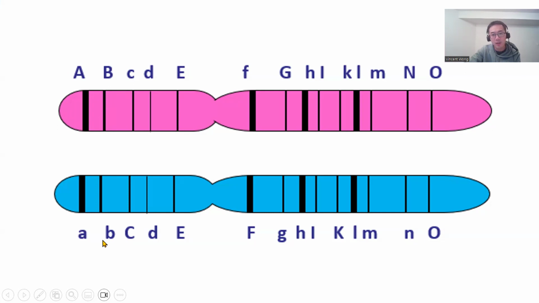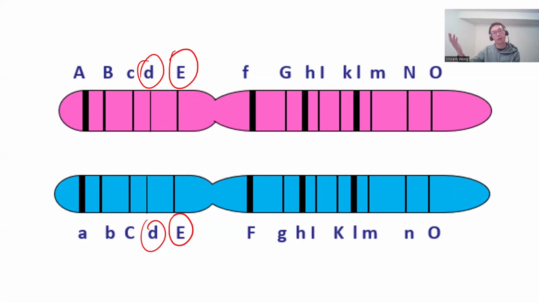Do you guys find anything that's homozygous here? Which gene is homozygous or pure? D, that's right. D is homozygous because it's small d and small d. E is also homozygous. Anything else? Maybe one more? I, L, and H, right. If they're the same allele, then we say homozygous or pure. If they're different, then we say heterozygous or hybrid.